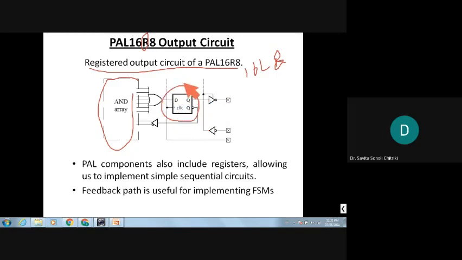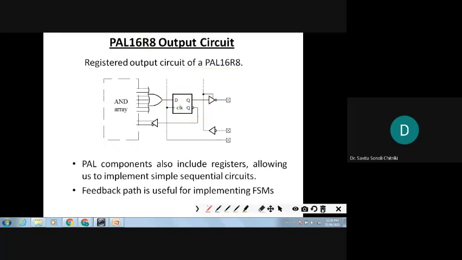This part was not there. There was no register there in the previous case. Directly the output was connected to an inverter, right? And a tri-state control signal was there. But now what is being done? It is connected through a register R. That is important. The output is registered.